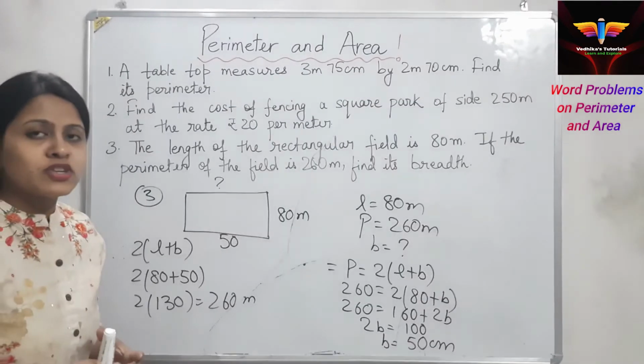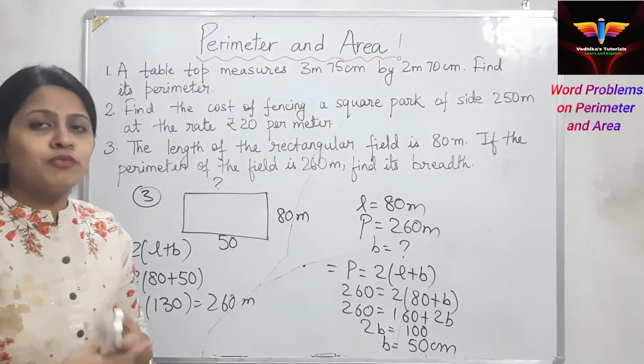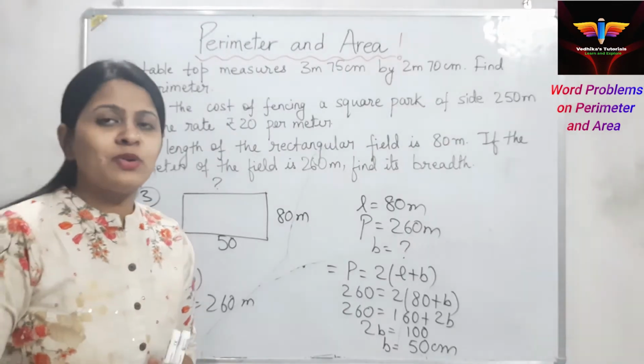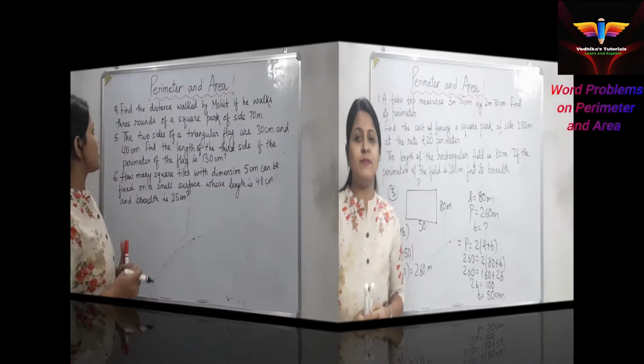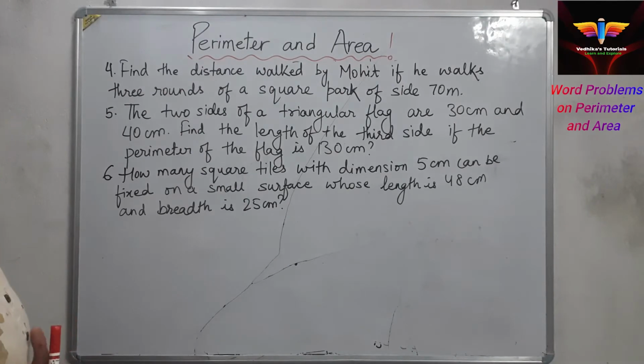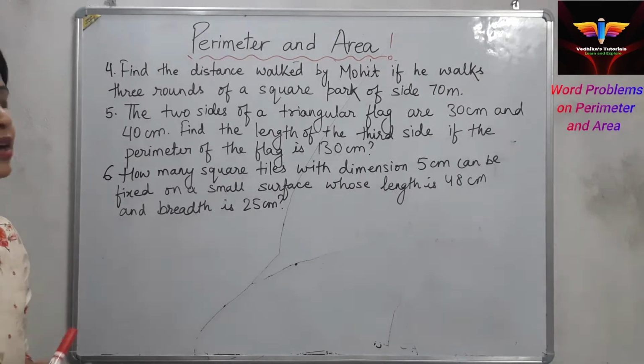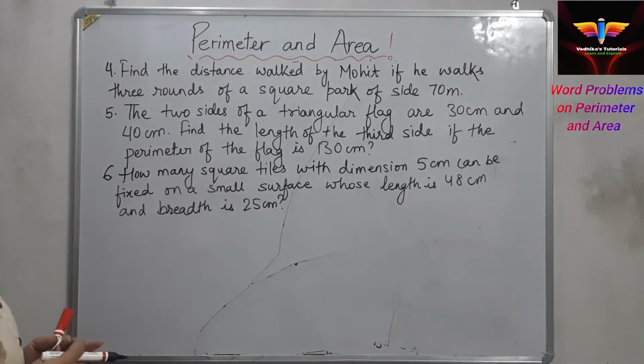So these are a few questions. Let's see a few more questions related to area and perimeter of the square and rectangle. So here is our question number 4. Find the distance walked by Mohit if he walks 3 rounds of a square park of side 70 meter.